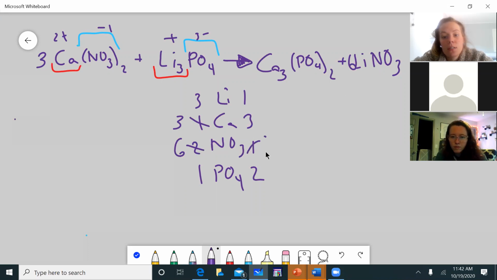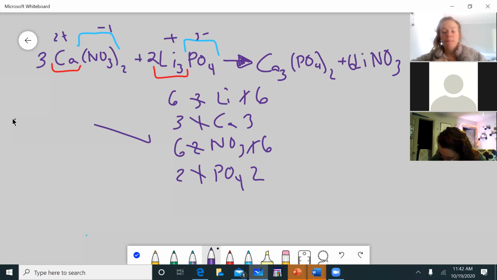That's going to change this to 6, and know that you can balance in slightly different ways. You can balance certain things before other things. That happens. That changes my nitrate to 6. It also changes my lithium to 6. So we can balance lithium by putting a 2 here. That will change this to 6, and it changes my phosphate to 2, which makes everything balanced.